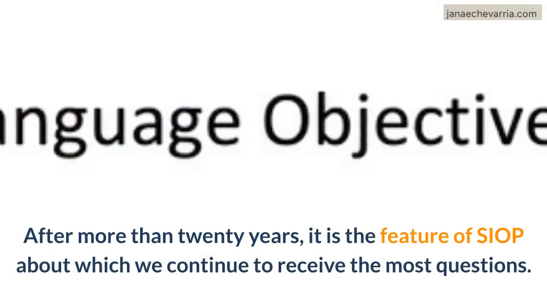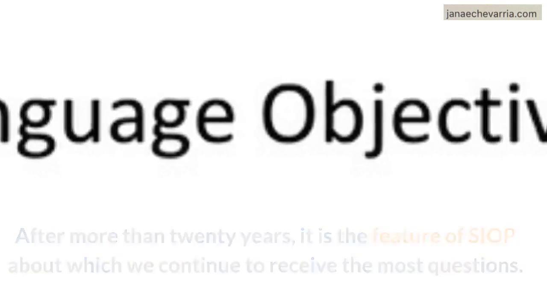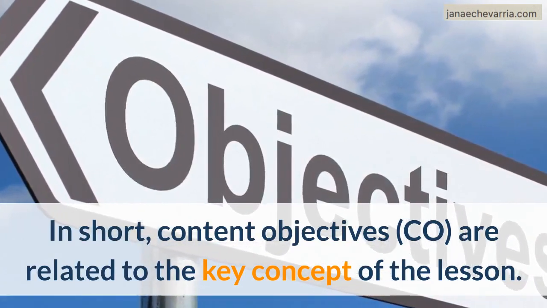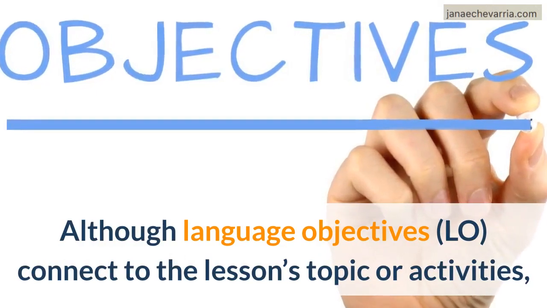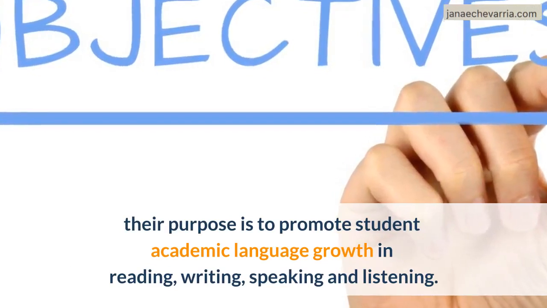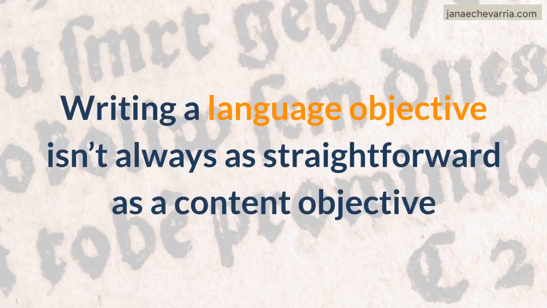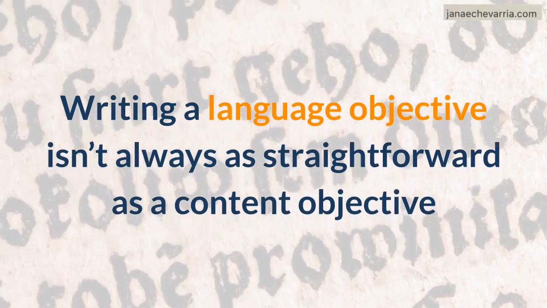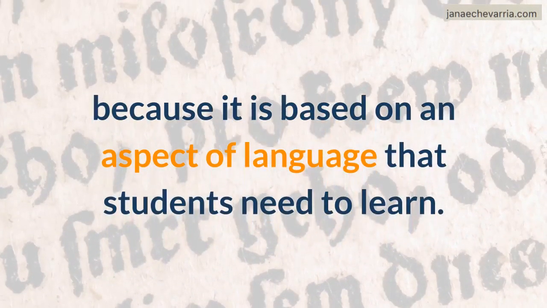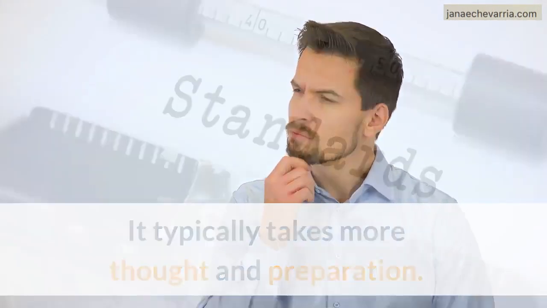After more than 20 years, it is the feature of SIOP about which we continue to receive the most questions. In short, content objectives are related to the key concepts of the lesson. Although language objectives connect to the lesson's topic or activities, their purpose is to promote student academic language growth in reading, writing, speaking, and listening. Writing a language objective isn't always as straightforward as a content objective because it is based on an aspect of language that students need to learn. It typically takes more thought and preparation.